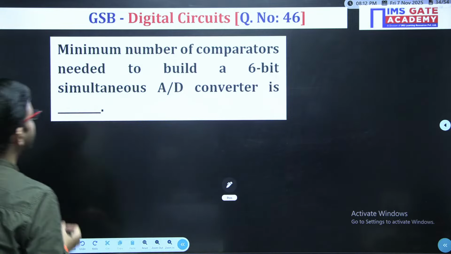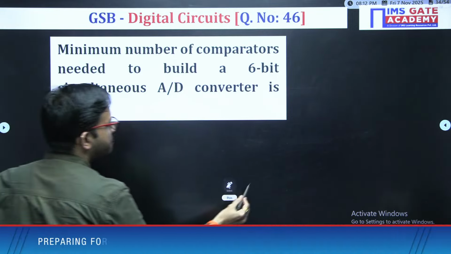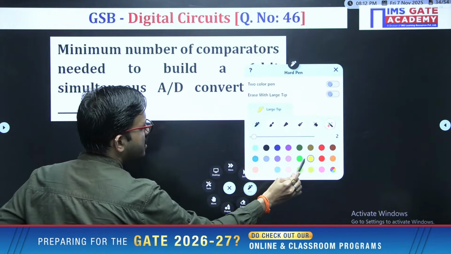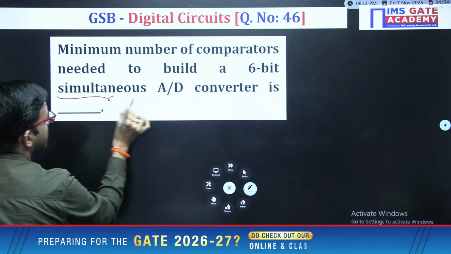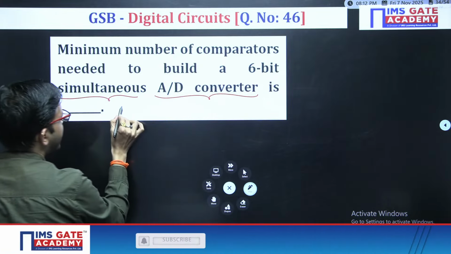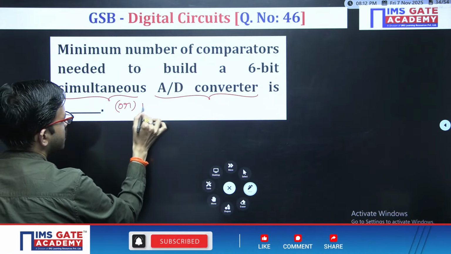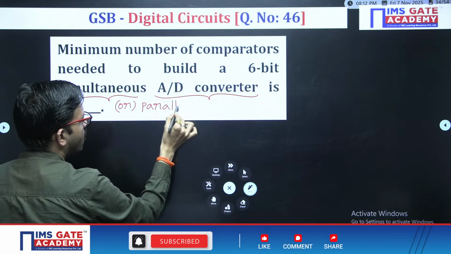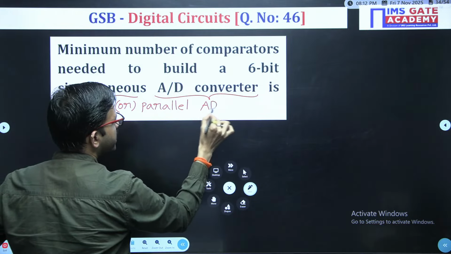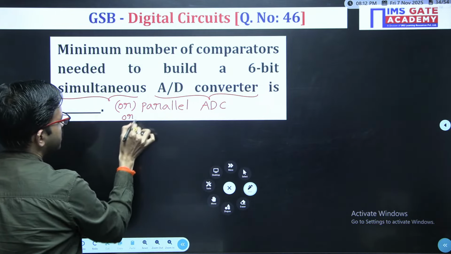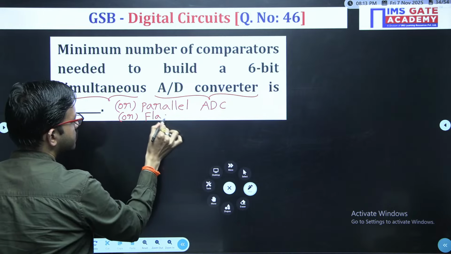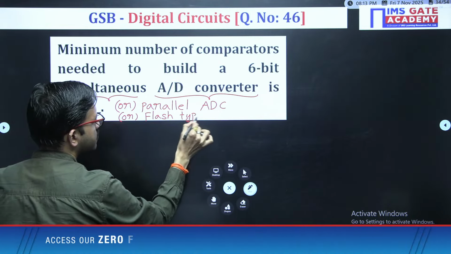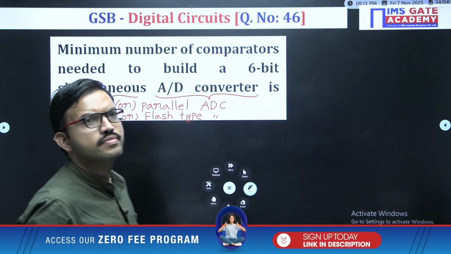Okay, just for reference, I'm writing simultaneous ADC, or parallel ADC, or flash type ADC, all are one and the same.